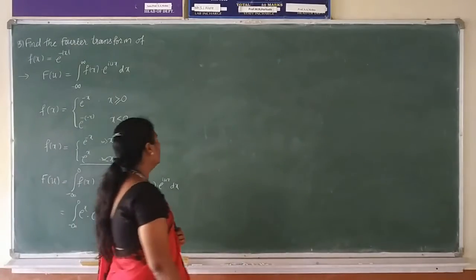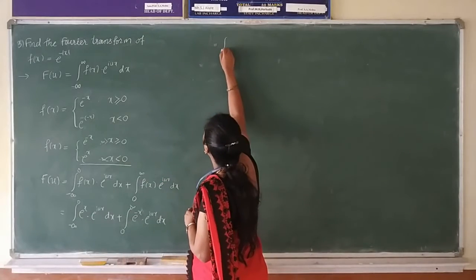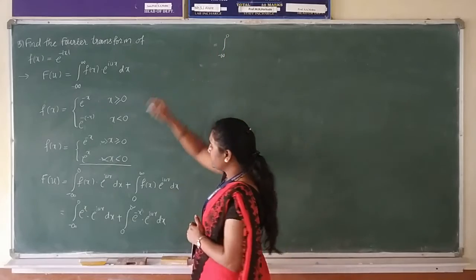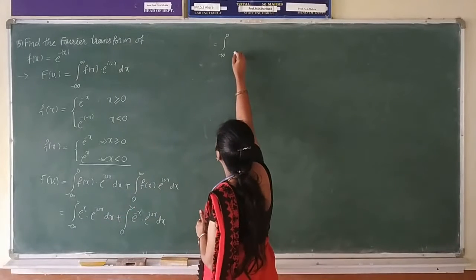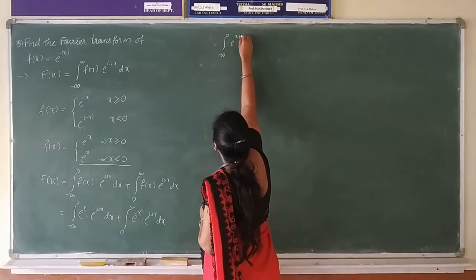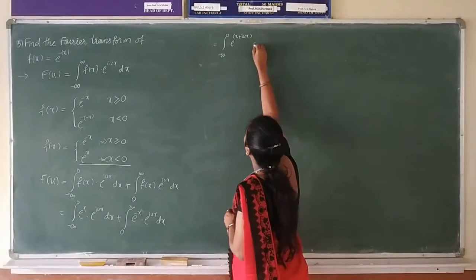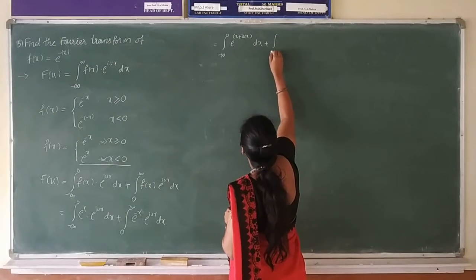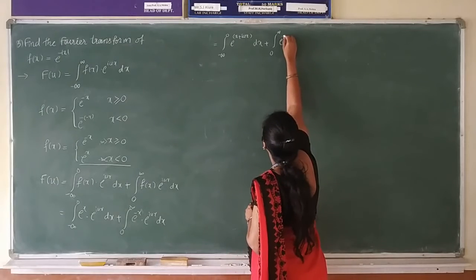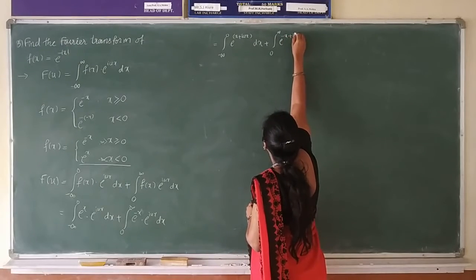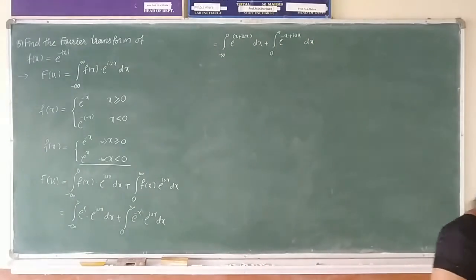Now what we have to do is integrate these functions. Okay, before that, let me simplify. Integration from minus infinity to 0. Let me simplify the terms. E to the power x into e to the power iux. This you can write as e to the power x plus iux, because the bases are the same, so the powers add, into dx, plus integration from 0 to infinity of e to the power minus x plus iux into dx.